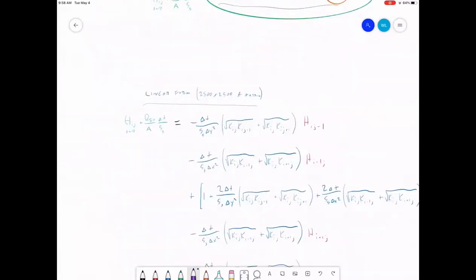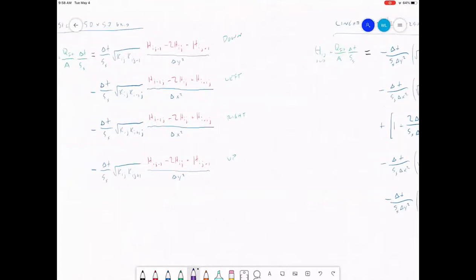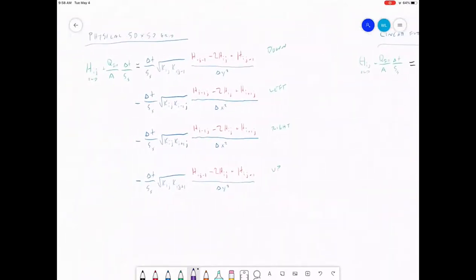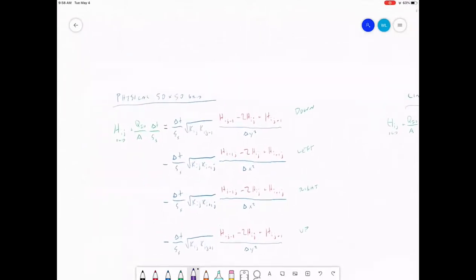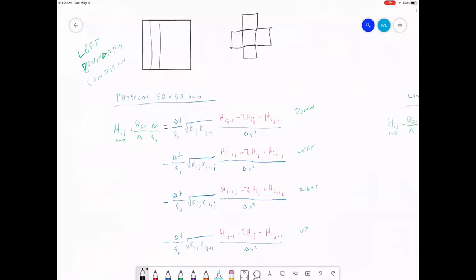So what I did while we were taking a break, I wrote out the equations and copied and pasted everything four times so that I could go through this for each direction of the boundary conditions. So now we're going to look at the left boundary condition. So again, we have our grid. That's our current grid square. We have down, left, right, and up. Okay, so here's our stylized grid.